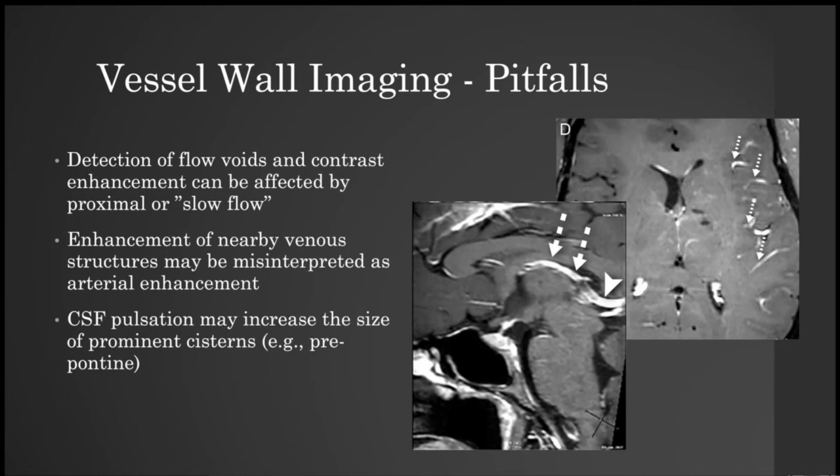The pulsation can increase the size in the cistern. So we get a pulsation effect as well, and that can throw things off. But if you talk with the neuroradiologist, and say I'm looking for a vertebrobasilar vessel wall, there are some things that they can do to take out the pulsation effect.